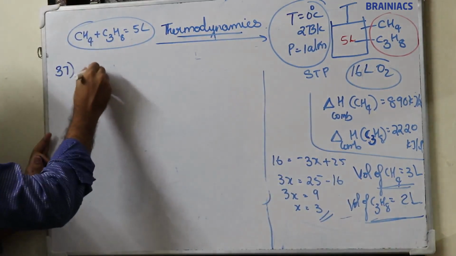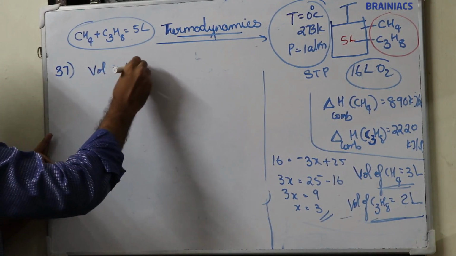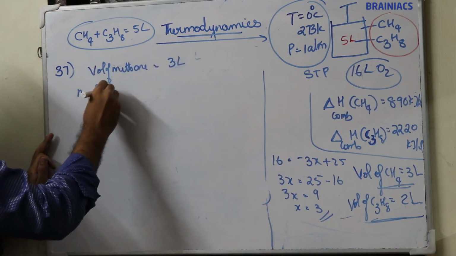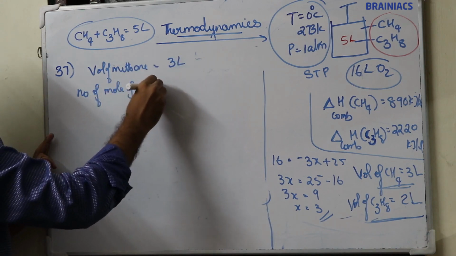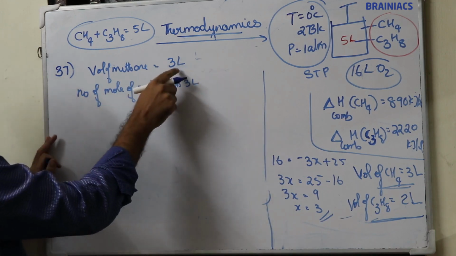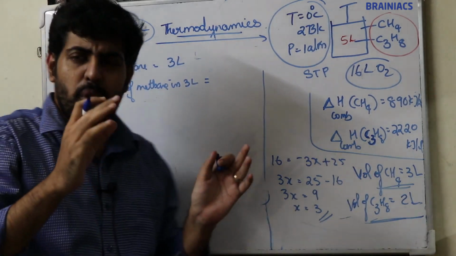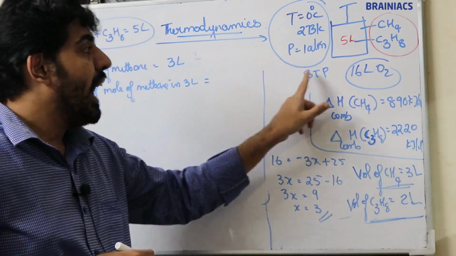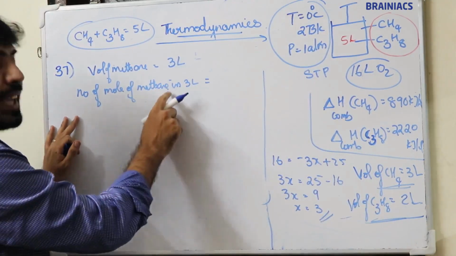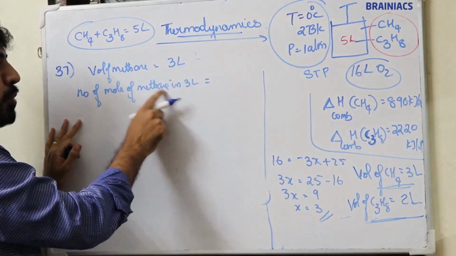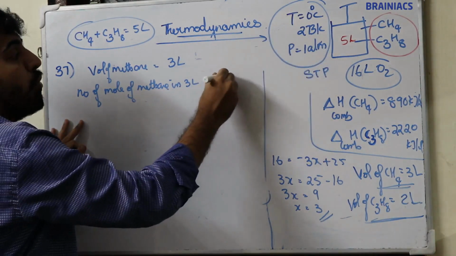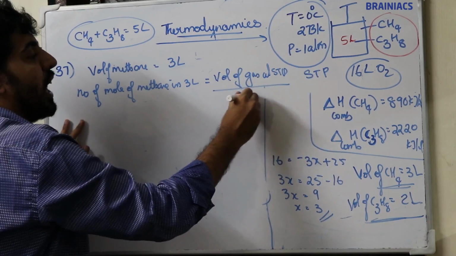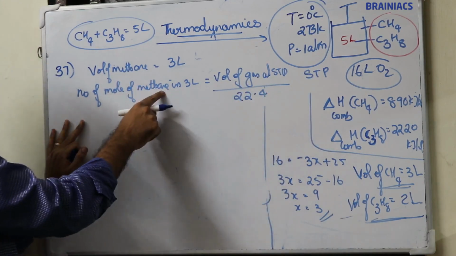We got the volume of methane, 3 liters. So we have to find the number of moles of methane in 3 liters. I don't know whether you remember this formula. To calculate the number of moles of a gaseous molecule, methane exists in gaseous state, there is a formula at STP: volume of gas at STP divided by 22.4. This is the equation to calculate the number of moles of a gas at STP.